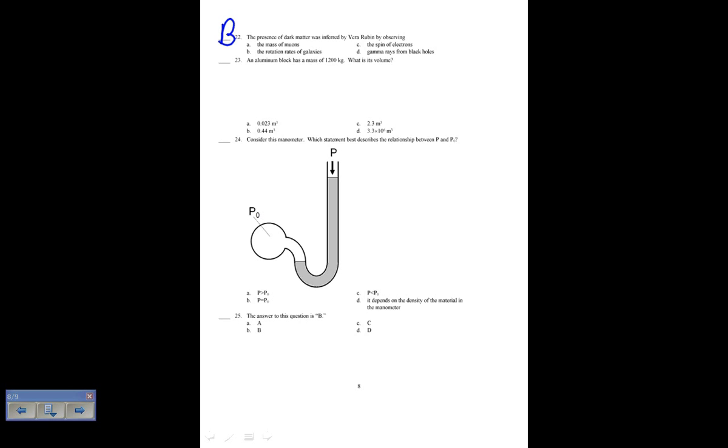Okay, the presence of dark matter was inferred by Vera Rubin by observing the rotation rates of galaxies. Remember, she compared the dynamical mass to the light mass. She compared the rotation rates to get the dynamical mass and the light from stars to get the light mass.